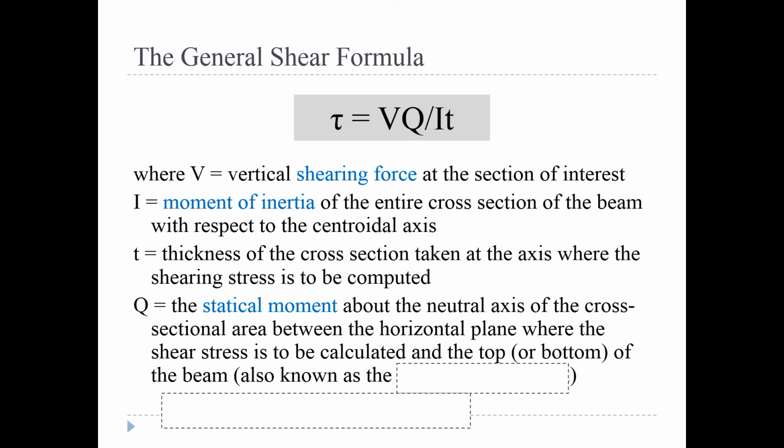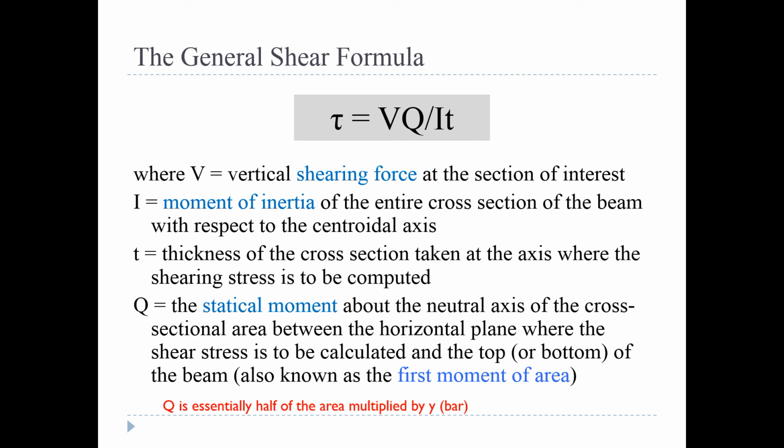Q is the second objective of this chapter, which is another thing needed to finish this calculation. It's called the statical moment, and it's about the specific section. It's also known as the first moment of area. It doesn't matter too much whether you memorize these names, but it's most important to know this, that Q is essentially half of the area multiplied by y bar. Now, it's not necessarily the same y bar we calculated before of the overall shape, but it is of a specific part of the section. And it's effectively half of the section.